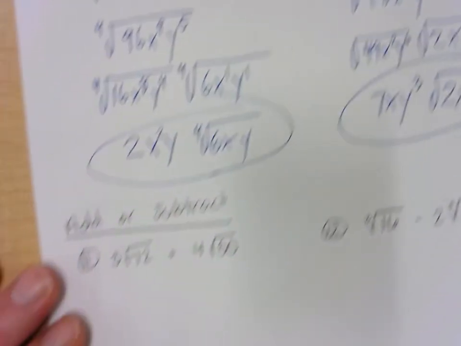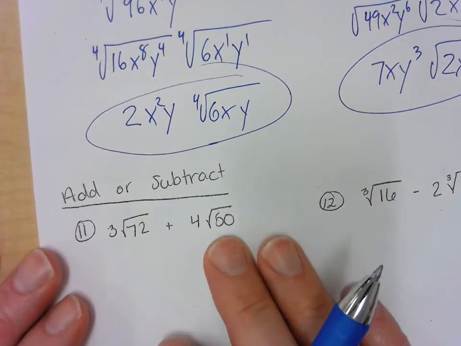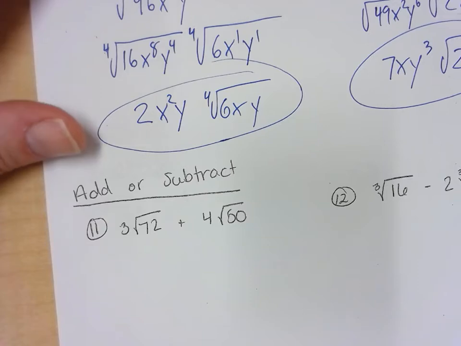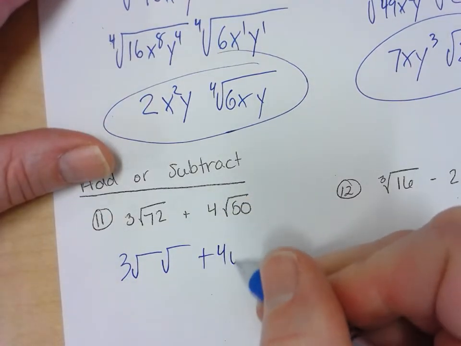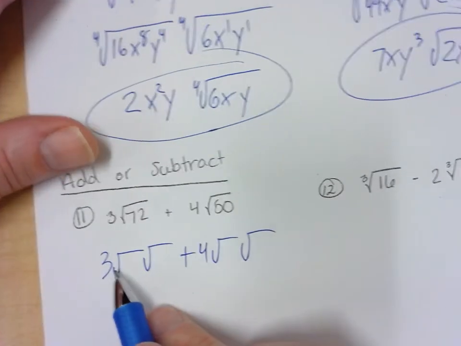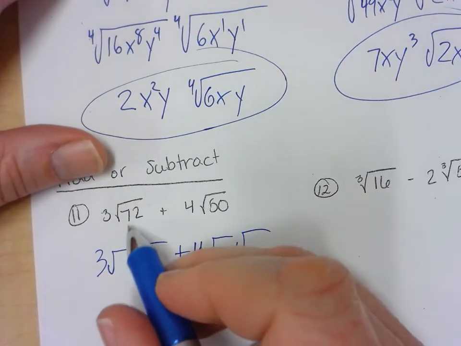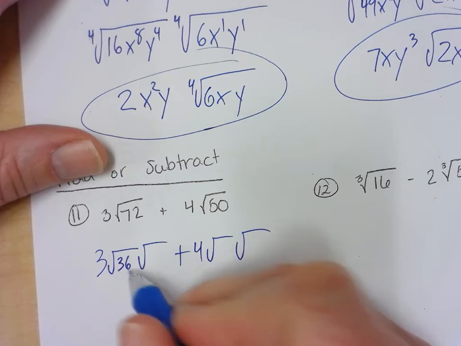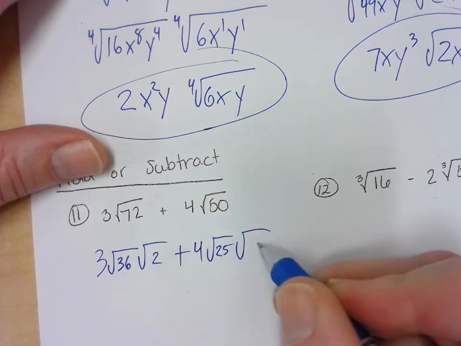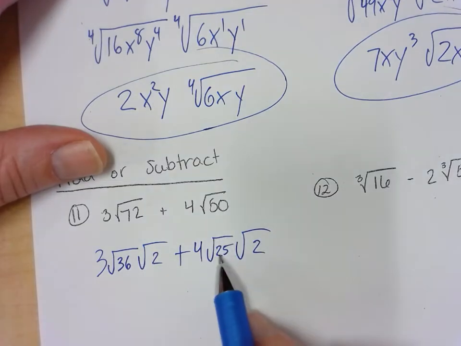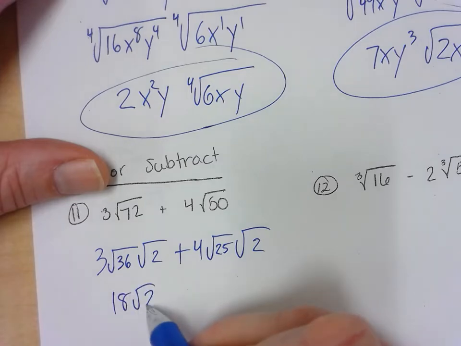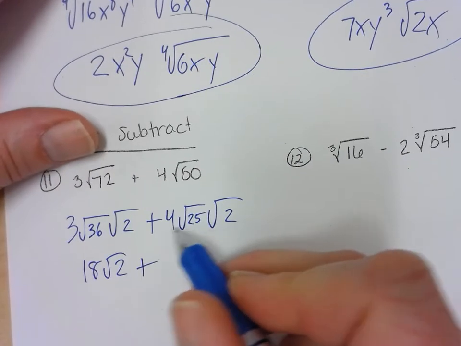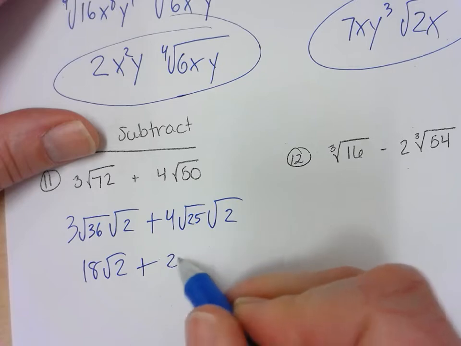Okay, now we're going to add or subtract. We are not able to add or subtract this until there's common linkage between the two. So I go 3 square root plus 4 square root. What does this split up into? 36 and 2, 25 and 2. 25 times 2, that's a perfect square that lives inside of there, and 36 lives inside of there. This would be 6. 6 times 3 is 18, radical 2. 5 times 4 is 20, radical 2.